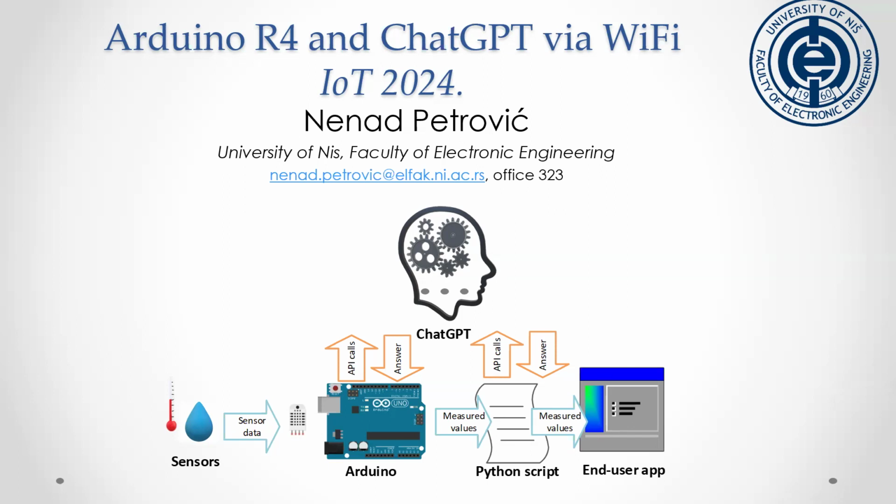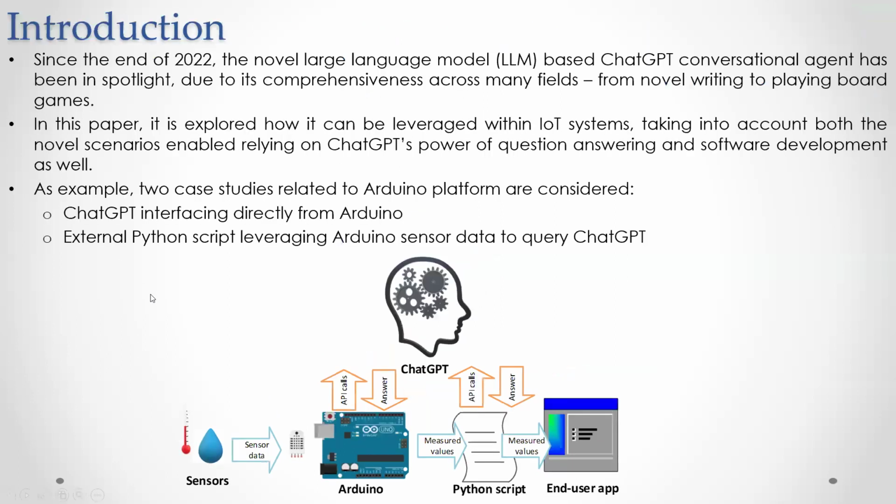So in this lecture, we'll see two examples, which are illustrated actually on this slide and also on the introductory slide as well. The main idea is that we check out two scenarios. The first one is onboard ChatGPT invocation. So our Arduino device would actually be used as a client for ChatGPT service.